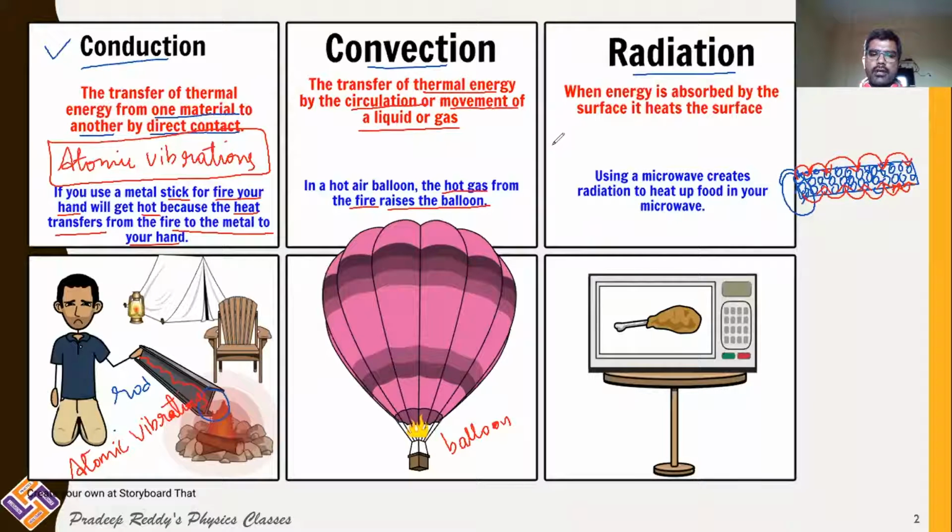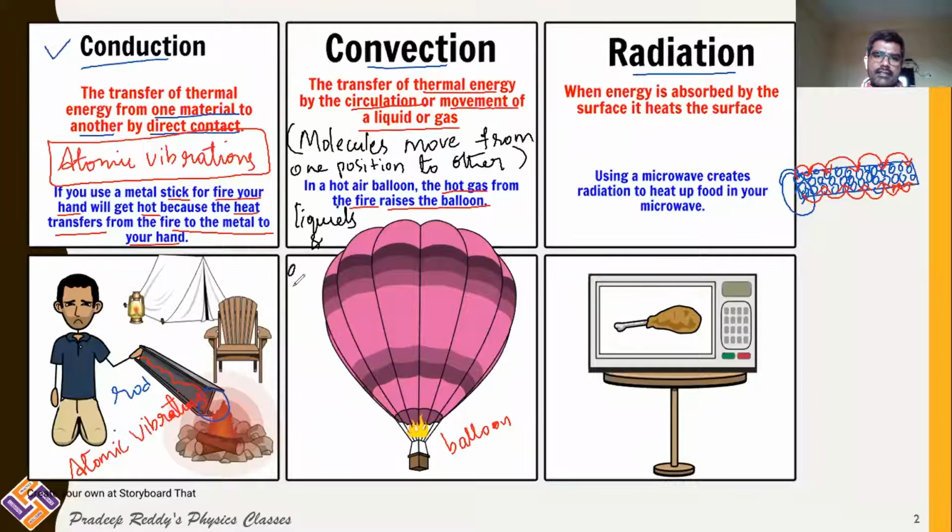In the process of convection, molecules move from one position to another. So molecules will be moving from one position to another position in the process of convection. This is in the case of liquids and gases.